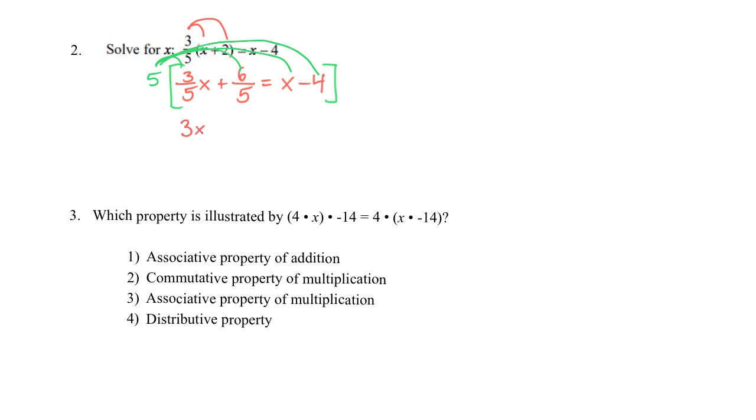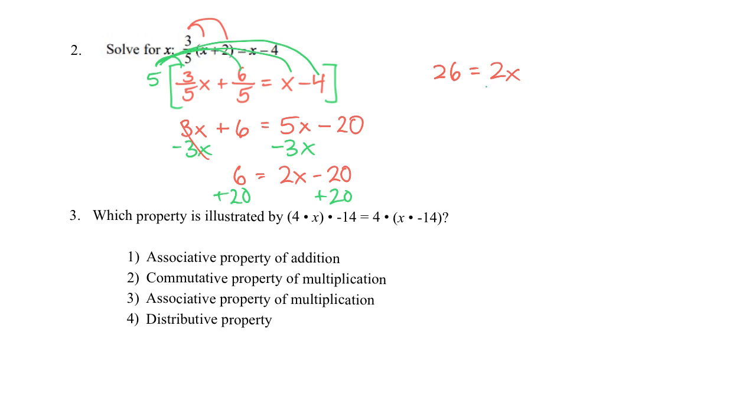So in the calculator, you can do 5 times 3/5. You're going to get 3x. You can do 5 times 6/5. You're going to get 6. 5 times x is 5x, and 5 times 4 is 20. So I've got minus 20 on the end. Now I'm just solving like normal. I want to get all my variables on one side. That goes away. I'm left with 6 equals 2x minus 20. I'm going to add 20 to both sides. So now I have 26 equals 2x. I'm going to divide by 2 on both sides, and I get 13 equals x.